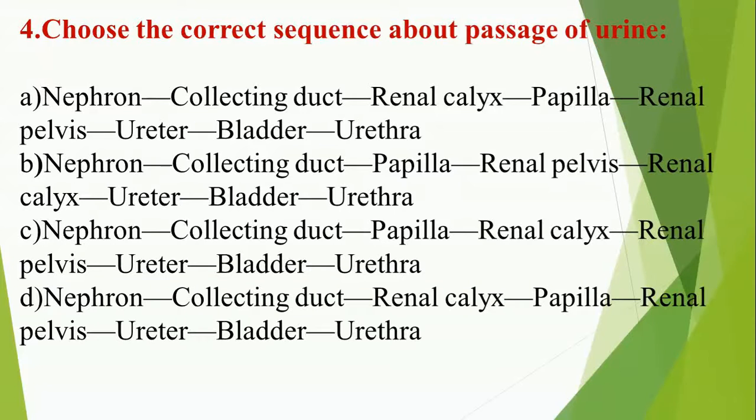The confusion now is from collecting duct whether it goes to renal papilla or from collecting duct it goes to renal calyx is the question. So we know the sequence is nephron, collecting duct, renal papilla, renal calyx, renal pelvis, ureter, urinary bladder, urethra is the passage of urine sequence. So the right option is C.